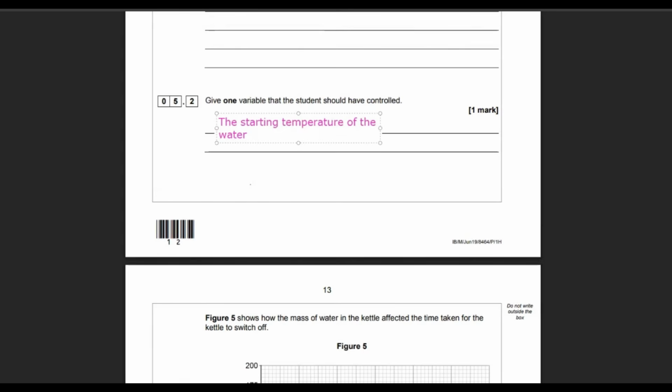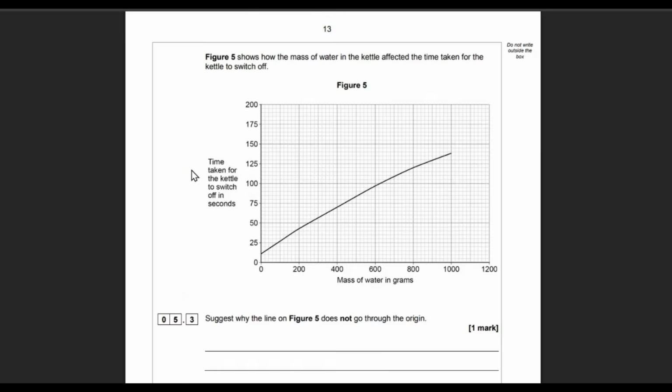They're changing the mass of water, so you can't say control the mass. So the starting temperature of the water, we need to allow it to cool each time and go back to the original starting temp. Figure 5 shows how the mass of water in the kettle affected the time taken for the kettle to switch off.